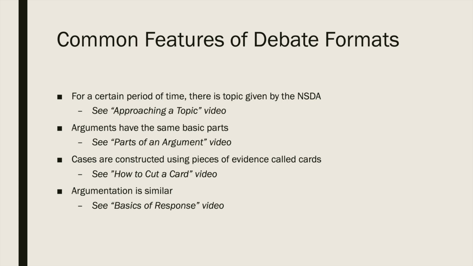Arguments have the same basic parts, so see the parts of an argument video for an explanation of what those are. The Cliff's Notes version is that it's claim, warrant, impact. The claim is what you are asserting, the warrant is why it is true, and the impact is why it matters. Cases are constructed using pieces of evidence called cards. We call an individual piece of evidence a card, and we call preparing an individual piece of evidence cutting a card. I have a video called How to Cut a Card that'll walk you through step by step how to prepare a piece of evidence once you've found it through your research skills.